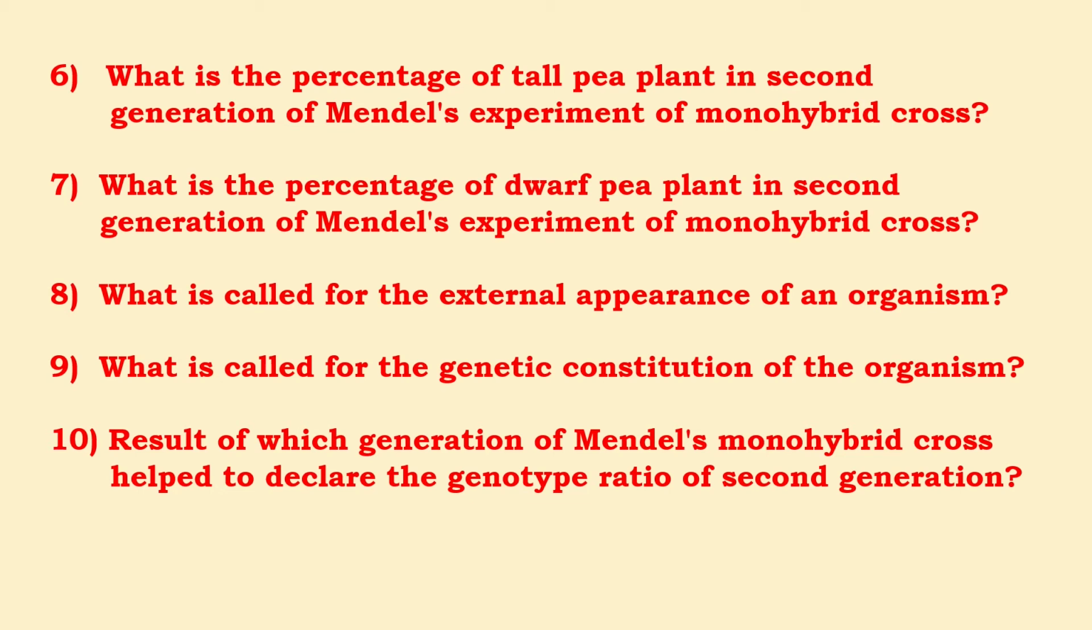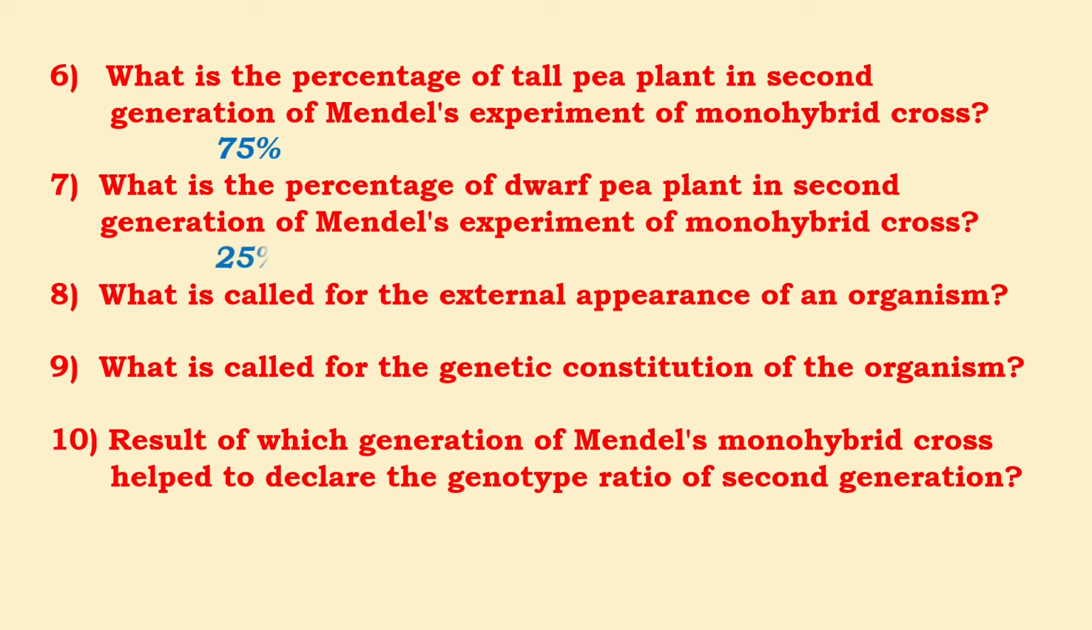Okay, let's go through the answers. What is the percentage of tall pea plants in the second generation of Mendel's experiment of monohybrid cross? 3:1 means the percentage of tall pea plants is 75%, 3 out of 4. What is the percentage of dwarf pea plants in the second generation of Mendel's experiment of monohybrid cross when tall and dwarf are crossed? In the second generation, 25% appear as dwarf.